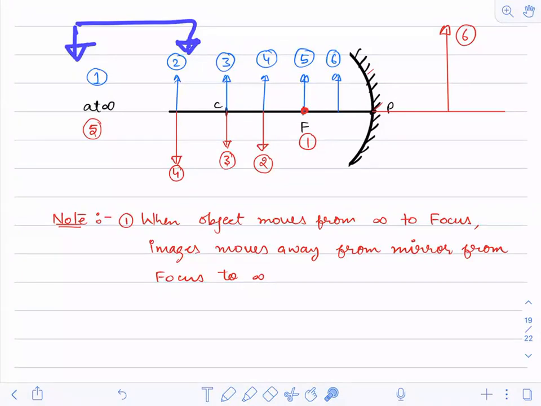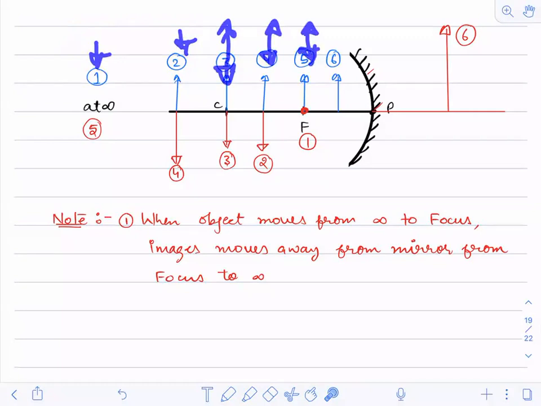One will be highly diminished, this will be diminished, and this is of equal size. Remember, this is of equal size. Now from diminished, you have moved on to the equal size. Now slowly your size will increase. So this is enlarged, this one is highly enlarged, and this one is also enlarged.